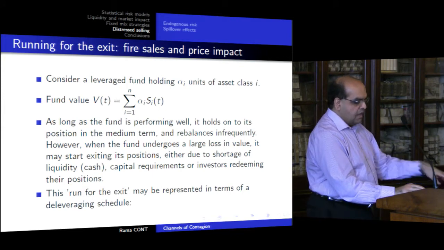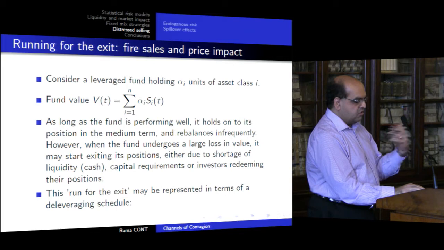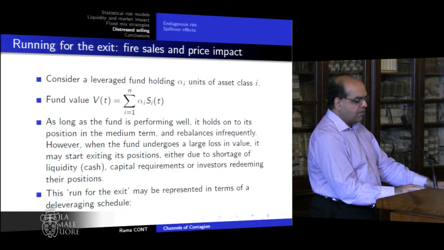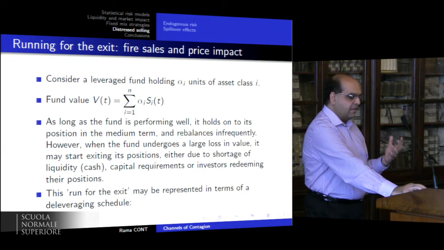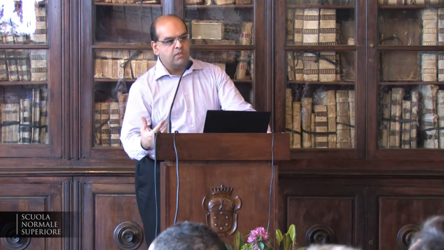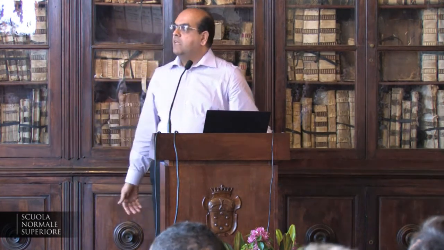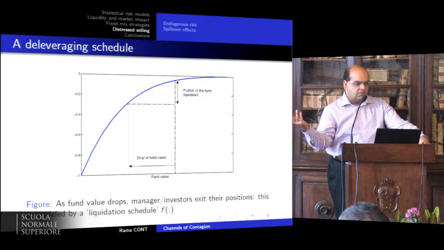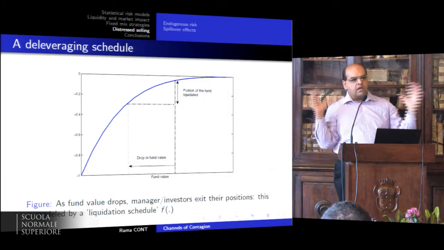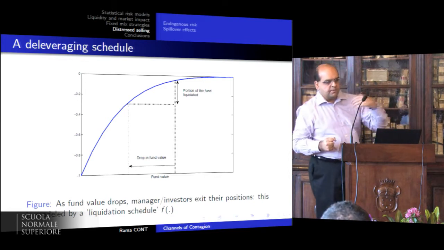So, as I said, it's not a model where I have agents doing very complicated things. The only thing I'm interested in is the aggregate effect of these fire sales on the aggregate supply and demand for these assets. And this can be injected in the model with one ingredient, and that's what I call a deleveraging schedule. The only thing you have to know, really, at the aggregate level, is when the fund value drops, how fast do they exit their position? That's all. I don't need to know how fast you exit and he exits. I only need to know the aggregate effect, the speed at which the position is exited.